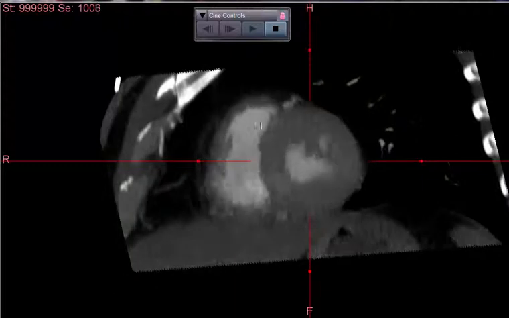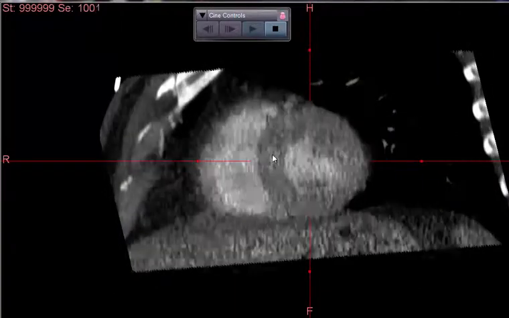We have normal systolic function of the right and left ventricles with normal chamber sizes.